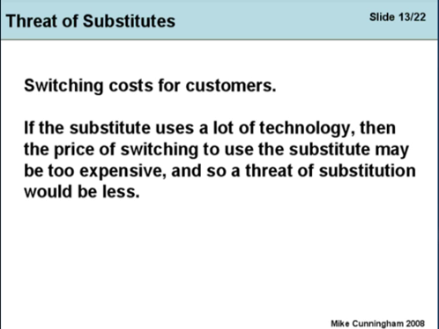You've got to learn new key combinations to do certain things. Although there tends to be more of a move towards graphical user interfaces, GUIs, where you have touch screens, nonetheless, by switching the product, you still have to learn. I also say here that if the substitute uses a lot of technology, then the price of switching to use the substitute may be too expensive, and so the threat of substitution would be less.